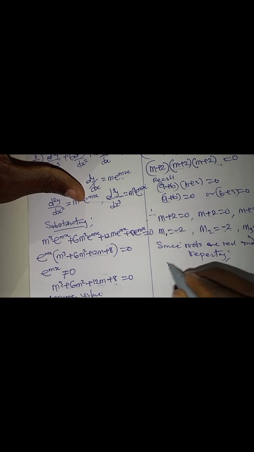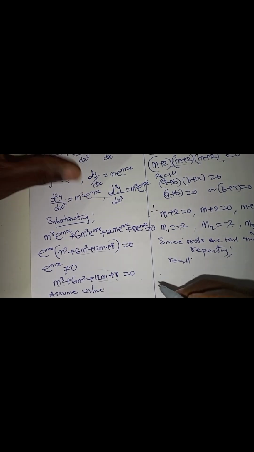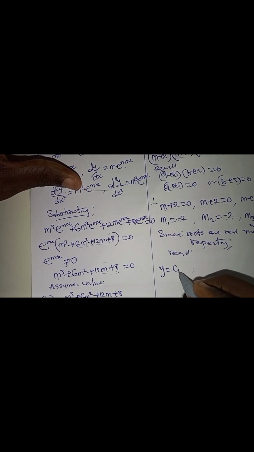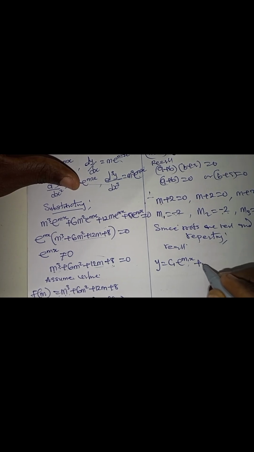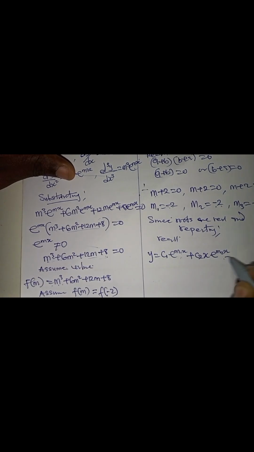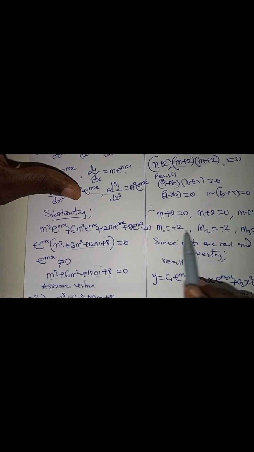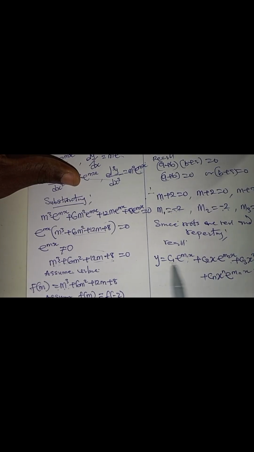repeating, you are going to recall that for a real and repeated root, I gave you an expression that y is equal to c1 exponential m1x, plus c2x exponential m2x, plus c3x squared exponential m3x, plus up to the point of cn x to the n exponential mnx. We have only 3 roots here, 1, 2, 3, so I'm going to have the c's to 3.